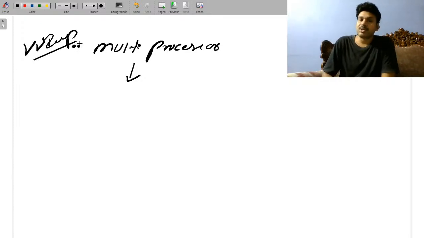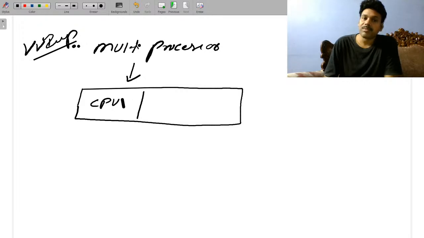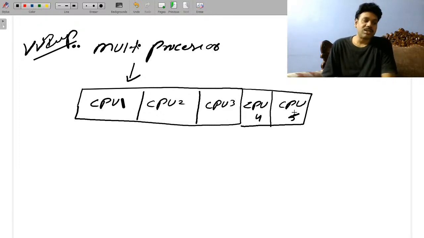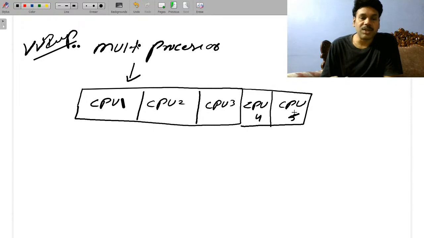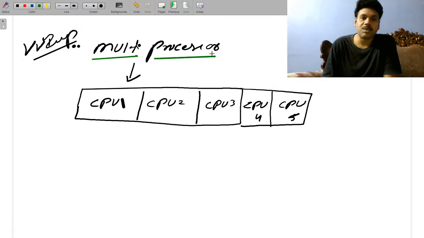So what is the multiprocessor concept? You say that there are multiple processors: CPU 1 and CPU 2 and CPU 3. But naturally, how many CPUs are you having in your desktops and laptops? Please respond. CPU 4, CPU 5. How many CPUs are there right now with your desktops? You may be using your laptop or desktop. How many CPUs you may find? Is it one or many?